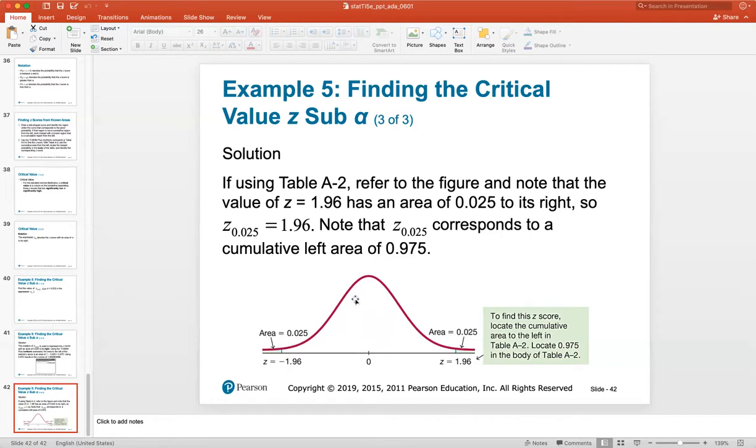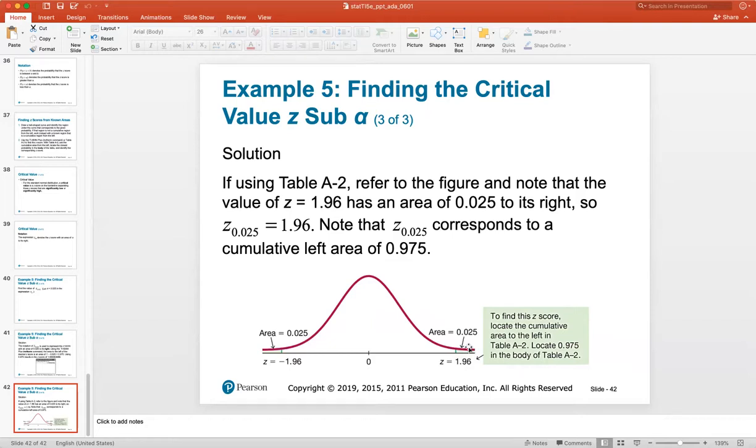Now, since the density curve of the standard normal distribution is symmetric about the vertical line passing through mu, the negative of this critical value must be another critical value, whose area from negative infinity to that critical value is 0.025, because that curve is symmetric.